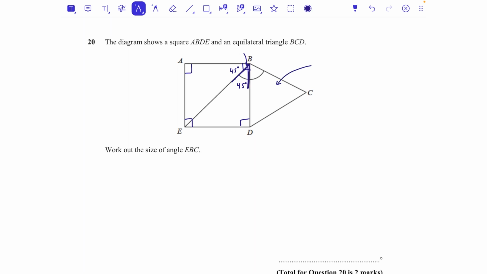In our triangle, if it's equilateral, that means all three sides are the same length, and also that all three angles are the same. Angles in a triangle add up to 180. If I do 180 divided by 3, I get 60 degrees. So this angle here would be 60, this angle would be 60, and this angle would be 60. Therefore, if I'm looking for this angle altogether, I need to do 45, add 60, and that gives me an answer of 105 degrees.